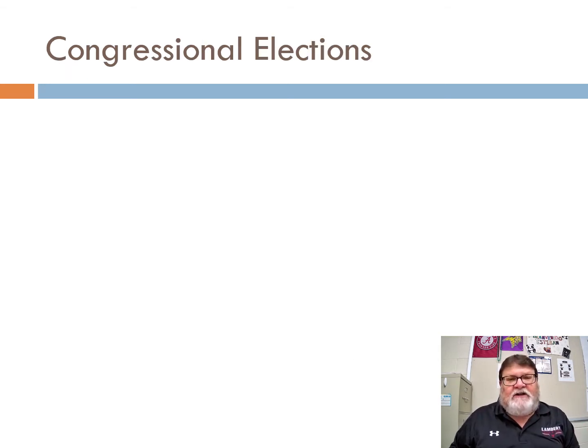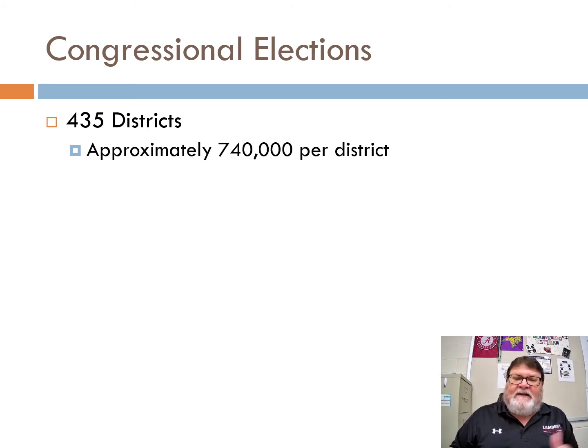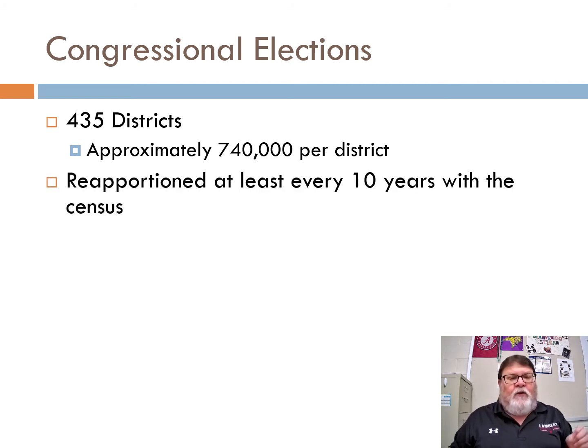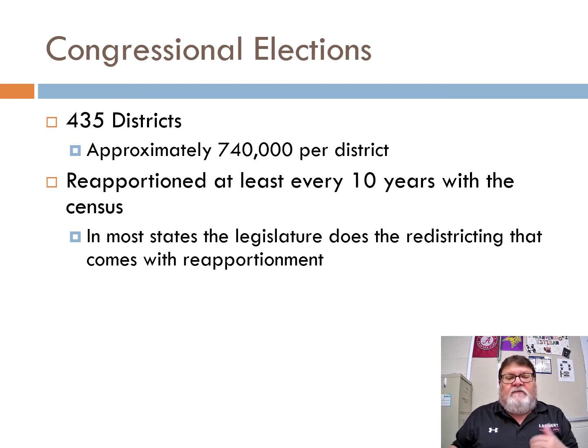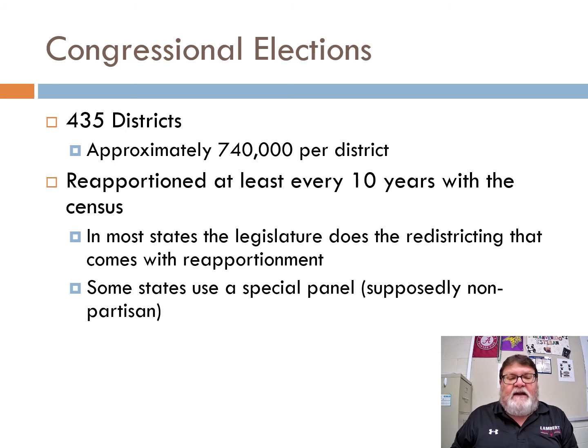Okay, let's talk about congressional elections real quick. There are 435 districts, approximately 740 to 750,000 per district if you average it out exactly. Reapportionment, or the spreading out, or the redrawing of districts, happens every 10 years with the census. Some states might lose some districts, states will gain districts based on where people are moving. And it's generally from the northern part of the country to the southern part of the country. In most states, the legislature does the redistricting that comes with that. It can be very, very politically contentious.